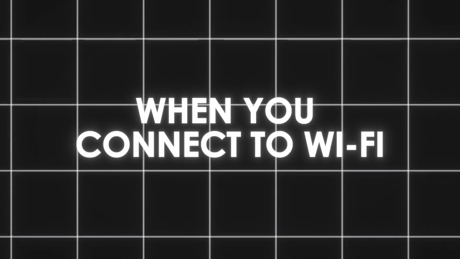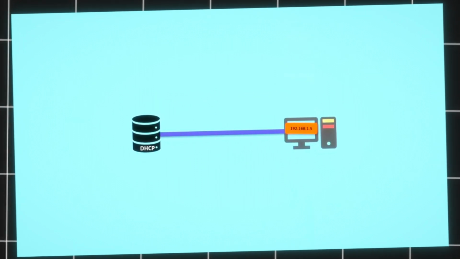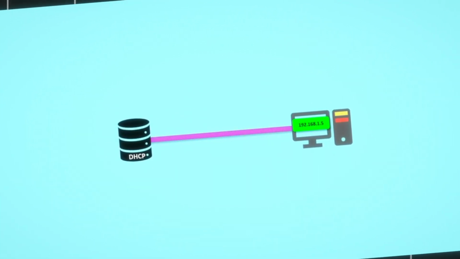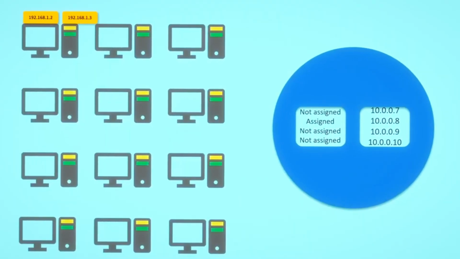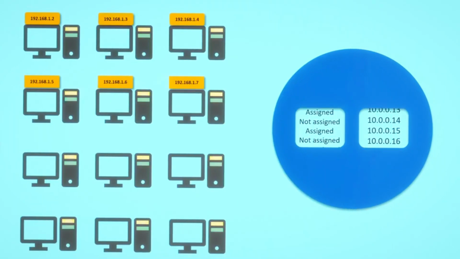DHCP. When you connect to Wi-Fi, your router uses DHCP to automatically assign an IP address to your device. Without DHCP, you'd need to manually assign an IP to each device, which would be a hassle every time you connect to a network.